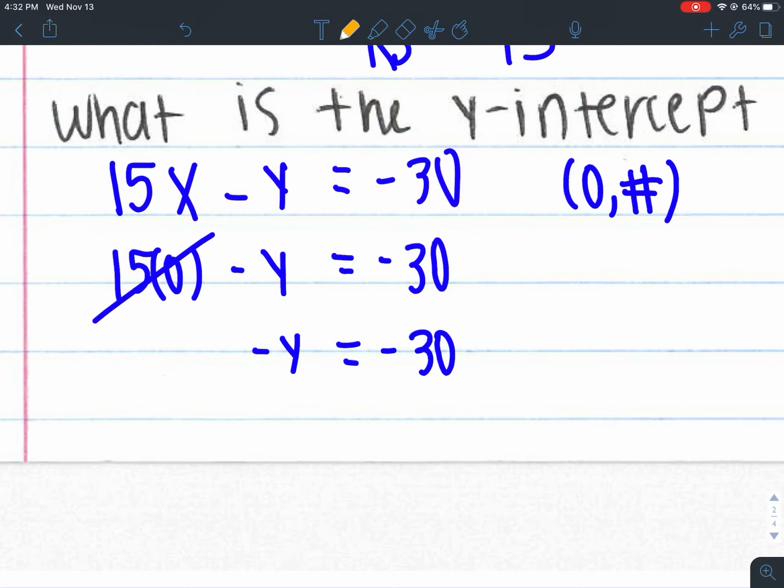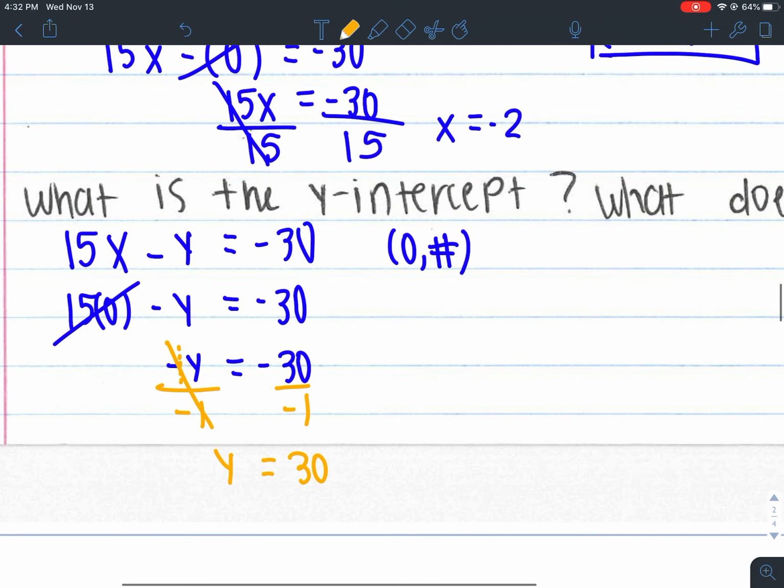Is the y by itself? Technically, no, because it has a negative 1 in front. So you need to divide both sides by negative 1 and get y equals positive 30. So what is my y-intercept? My y-intercept is 0, 30. But I'll actually show you something. You could have found it using standard form.